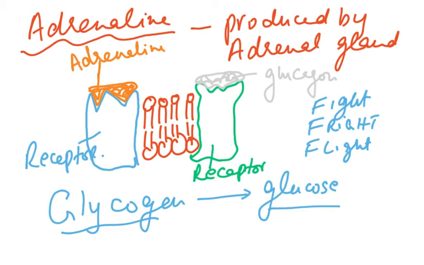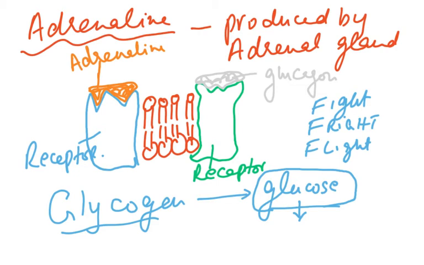So what you need is more glucose in your blood, because if you need to run or if you need to do some physical activity, more glucose would be very helpful, because more glucose will be respired and more energy will be released. So the effect of adrenaline has to be also known to you, as it is mentioned in the syllabus.